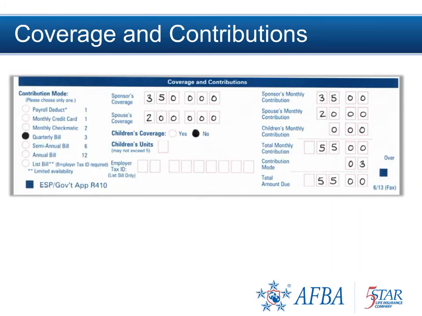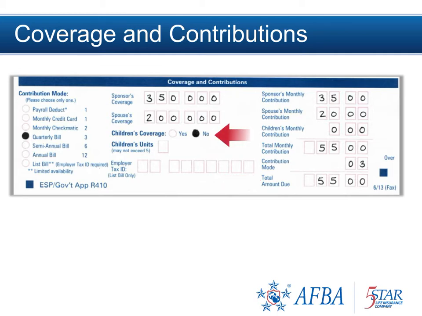Now we move on to coverage and contributions. Coverage amount and monthly contribution amount must be completed and one payment mode selected. If the client is including the first month's payment in the form of a check or money order, please indicate the amount submitted in the total amount due section. Enrollment forms with payment must be mailed to AFBA. Enrollment forms being paid by credit card or Checkmatic can be faxed.